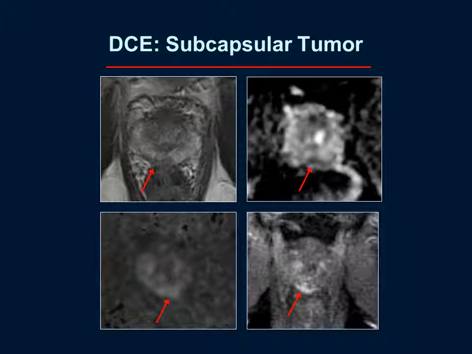DCE can also help for tumors in more challenging locations. Some tumors have a crescentic or thin subcapsular configuration. In this case, on the T2, this region posteriorly down by the apex is along the capsule, which itself is T2 dark and may be tough to assess. On the DCE, we do see focal increased enhancement in that region, which is bright in the high B and dark in the ADC, and this was a high-grade tumor on targeted biopsy.